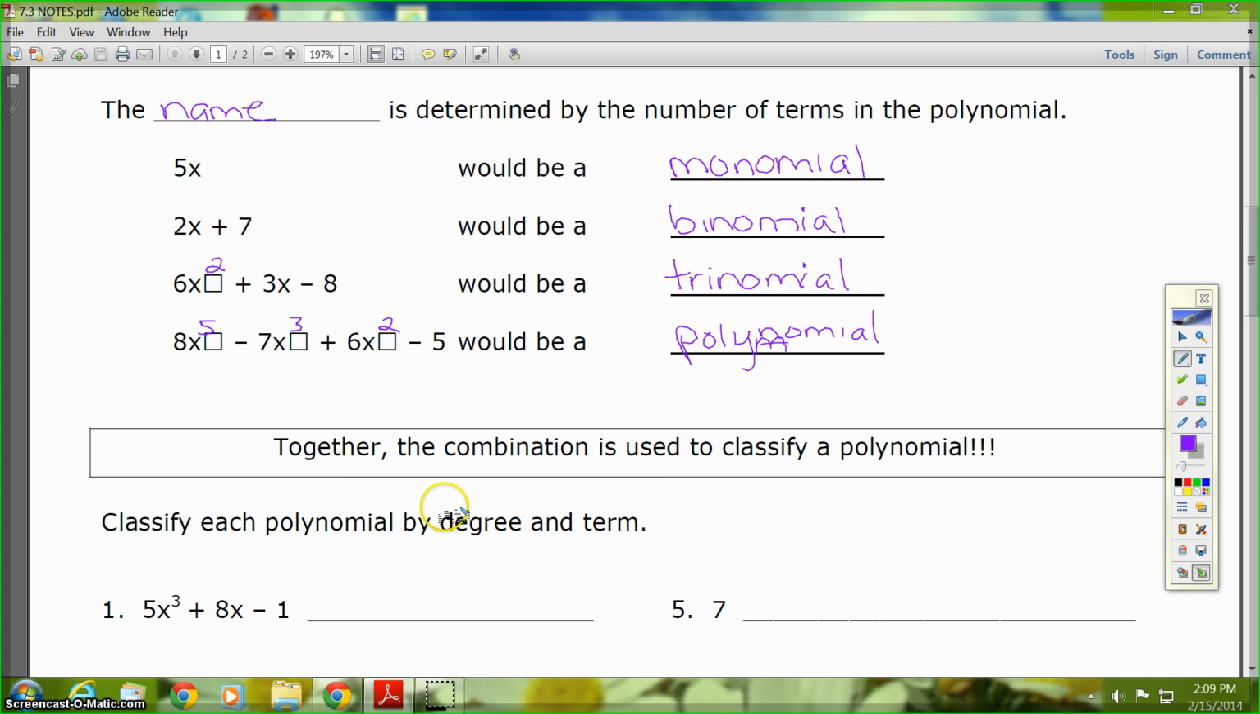So in example 1 here, classify each polynomial by degree. So we want to look at each of the terms and find the highest exponent. So the highest exponent is 3, so this is going to be a 3rd degree. And then we need to identify it by the number of terms. There's 1, 2, 3 terms. So this would be a trinomial. A 3rd degree trinomial.